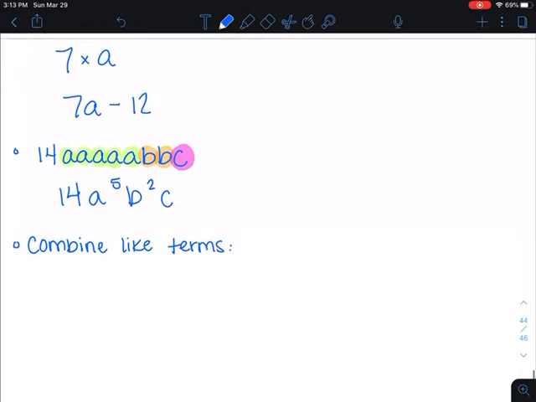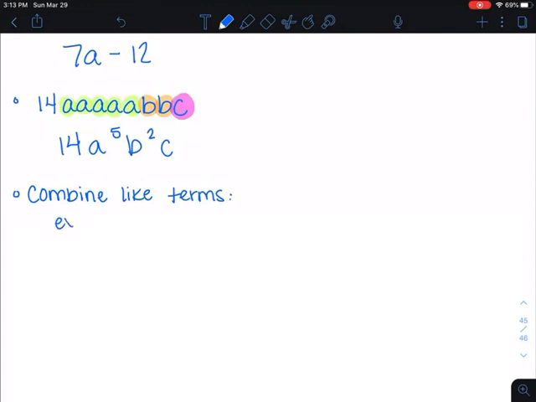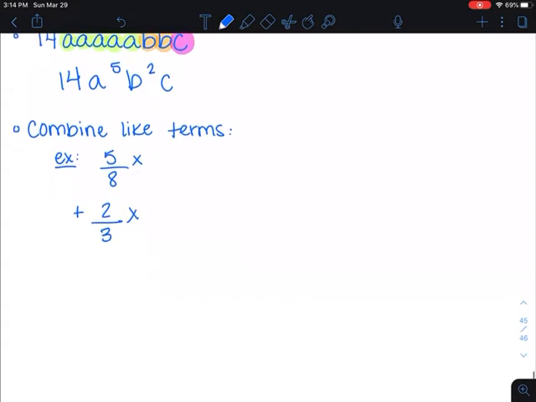Alright, to combine like terms, let's say I have 5/8 x plus 2/3 of x. First, get common denominators. The common denominator in this case is going to be 24. If I count by 8, 8, 16, 24. Count by 3s, 3, 6, 9, 12, 15, 18, 21, 24 is the first number we have in common.